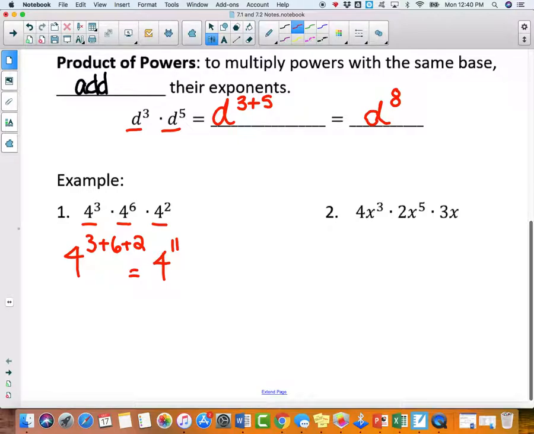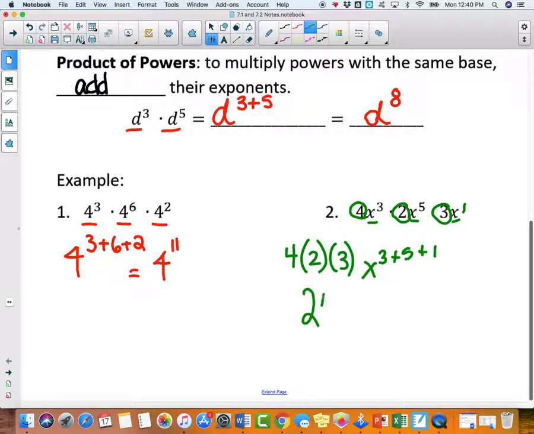Example 2 is a little bit different because the bases in these powers are actually the x's. The 4, the 2, and the 3 are actually coefficients. We have to multiply the coefficients, 4 times 2 times 3, and then I can use that rule about when the base is the same, you add the exponents. X to the 3 plus 5 plus 1. Remember, when there's no exponent there, that's still to the power of 1. So 4 times 2 is 8, times 3 is 24. 3 plus 5 plus 1 is x to the 9th.